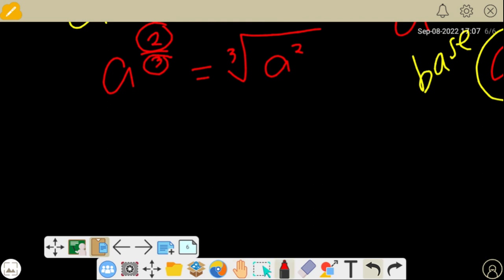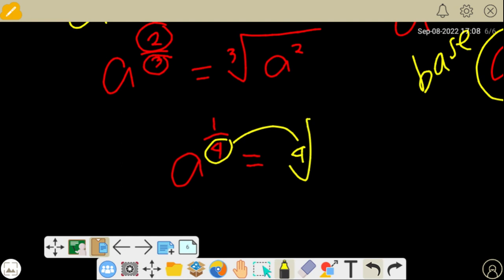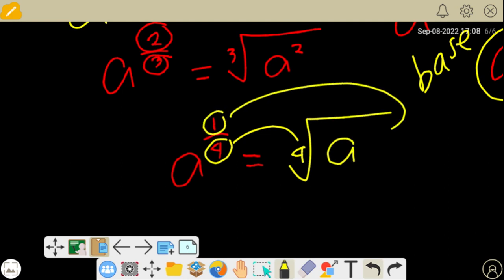Another example, if a raised to 1/4, this becomes, this is your root, so we have 4th root of a. The exponent of a, we don't have to write it because it's already 1. So a raised to 1/4 is just 4th root of a.